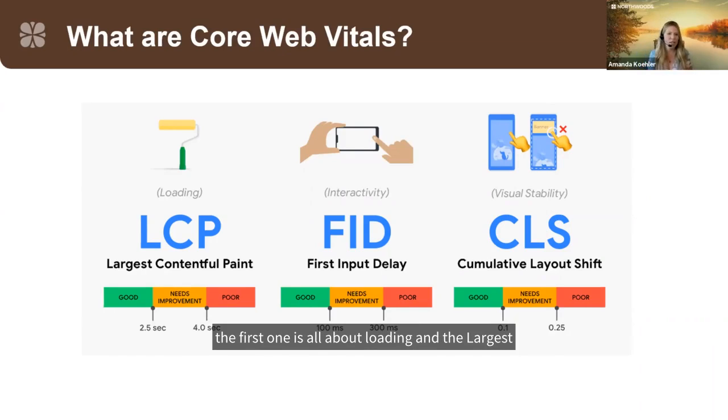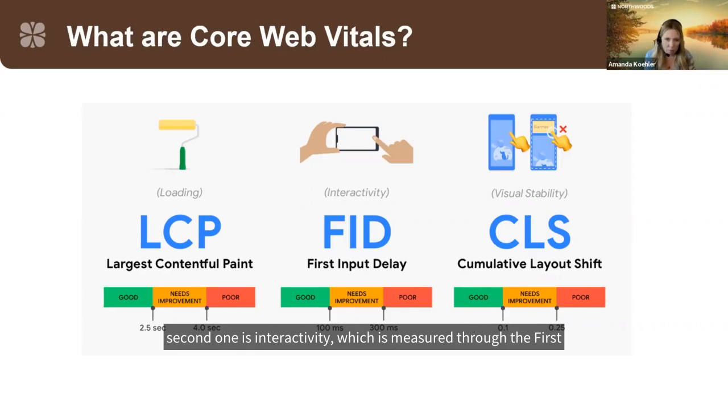So the first one is all about loading. The largest contentful paint is the time it takes for the main content on your website to load. So this is all about speed, right? It's all about how fast your website loads for the user. In order to be good, your pages need to load in under 2.5 seconds. Anywhere between 2.5 and 4 seconds needs improvement, and anything above that is poor.